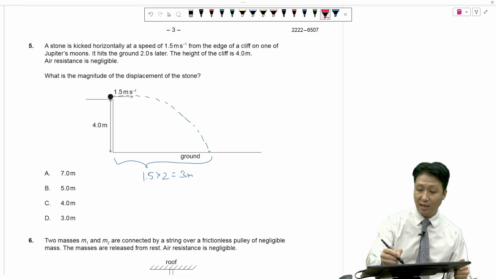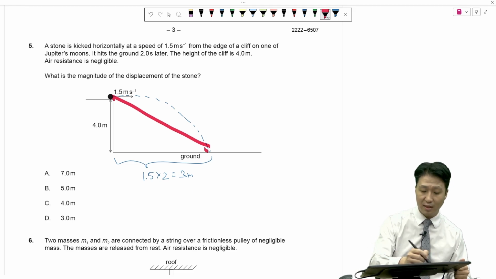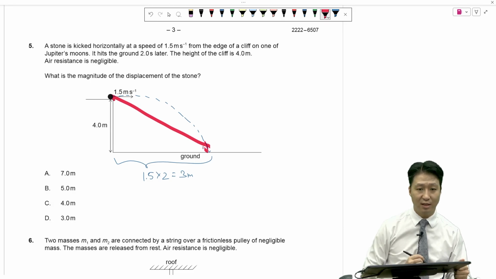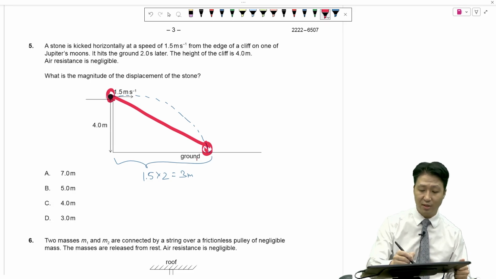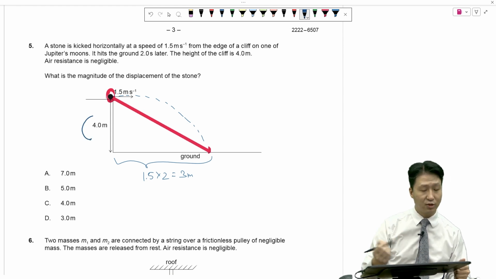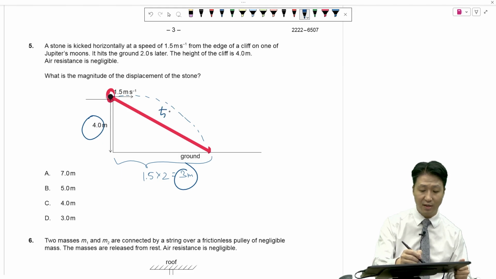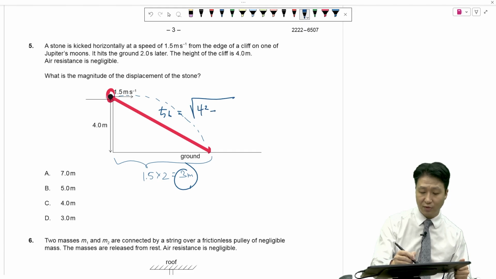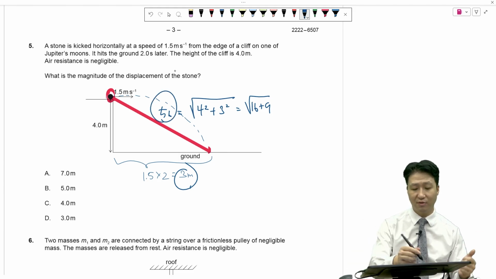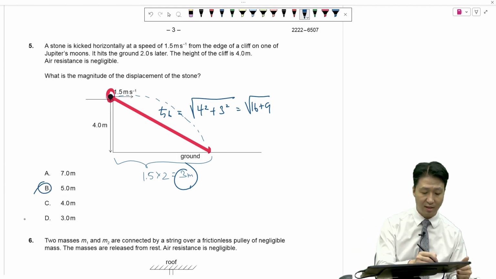Now finally, the displacement is this vector here. How much it traveled from here to here. This is just a right triangle. And in fact, it's a special triangle. It's a 3, 4, 5 triangle. Otherwise, you get this by getting the square root of 4 squared plus 3 squared, which is the square root of 16 plus 9, which is the square root of 25, and it's still 5 meters. The answer should be B.